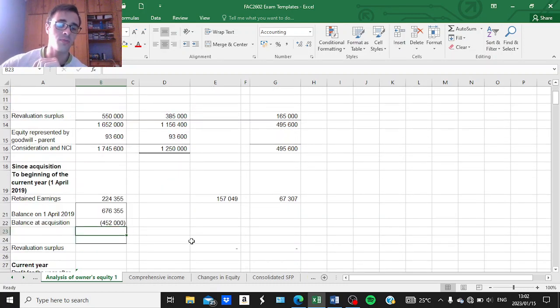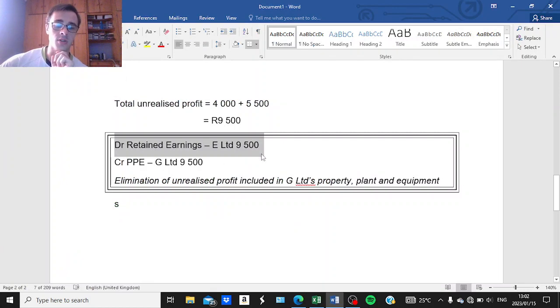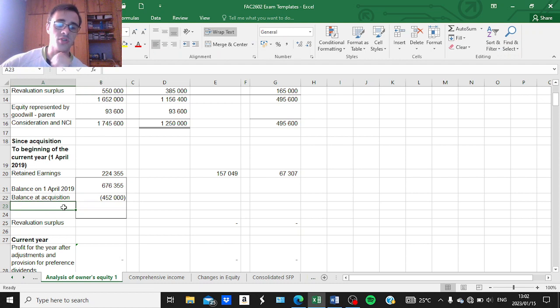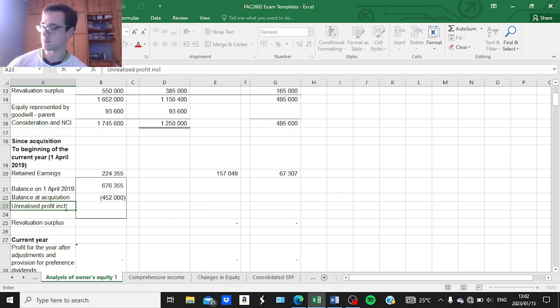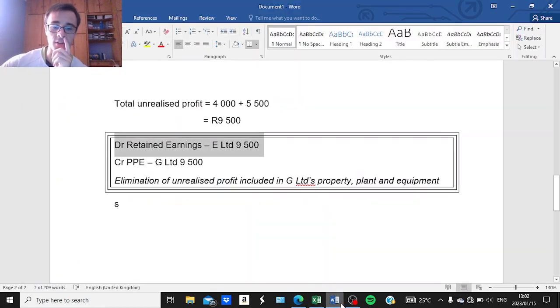According to additional information point 1, we then need to account for this journal entry. We need to debit retained earnings for the subsidiary. So we need to show that this is unrealized profit included in Grazing Ltd's property, plant and equipment. And because we are debiting retained earnings, this will be shown as a negative adjustment. Okay, 9,500.